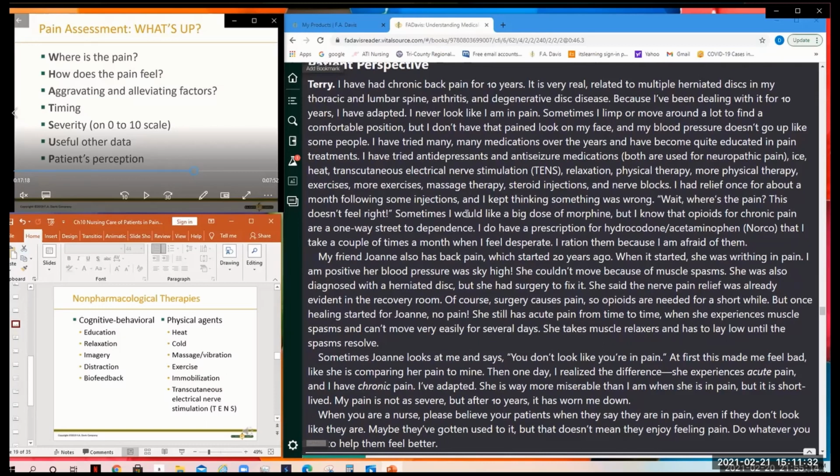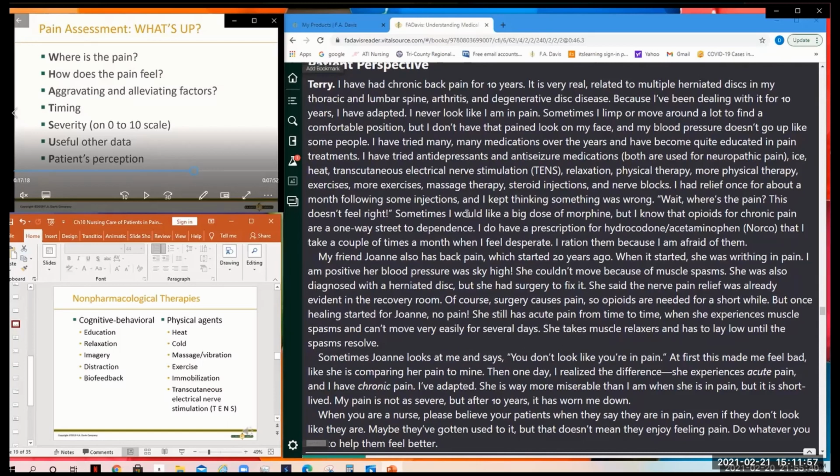She couldn't move because of muscle spasms. She was also diagnosed with a herniated disc, but she had surgery to fix it. She said the nerve pain relief was already evident in the recovery room. Of course, surgery causes pain, so opioids are needed for a short while. But once healing started for Joanna, no pain.